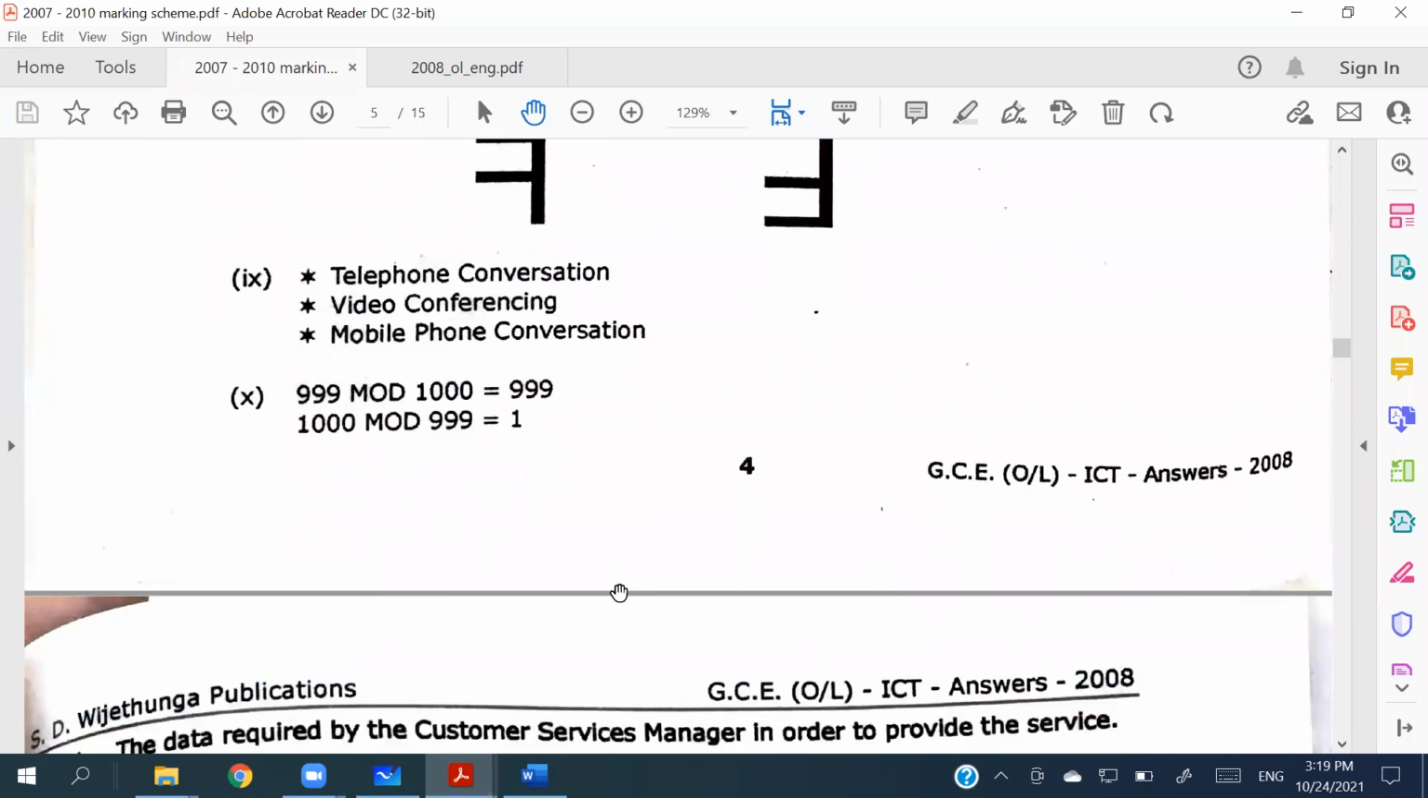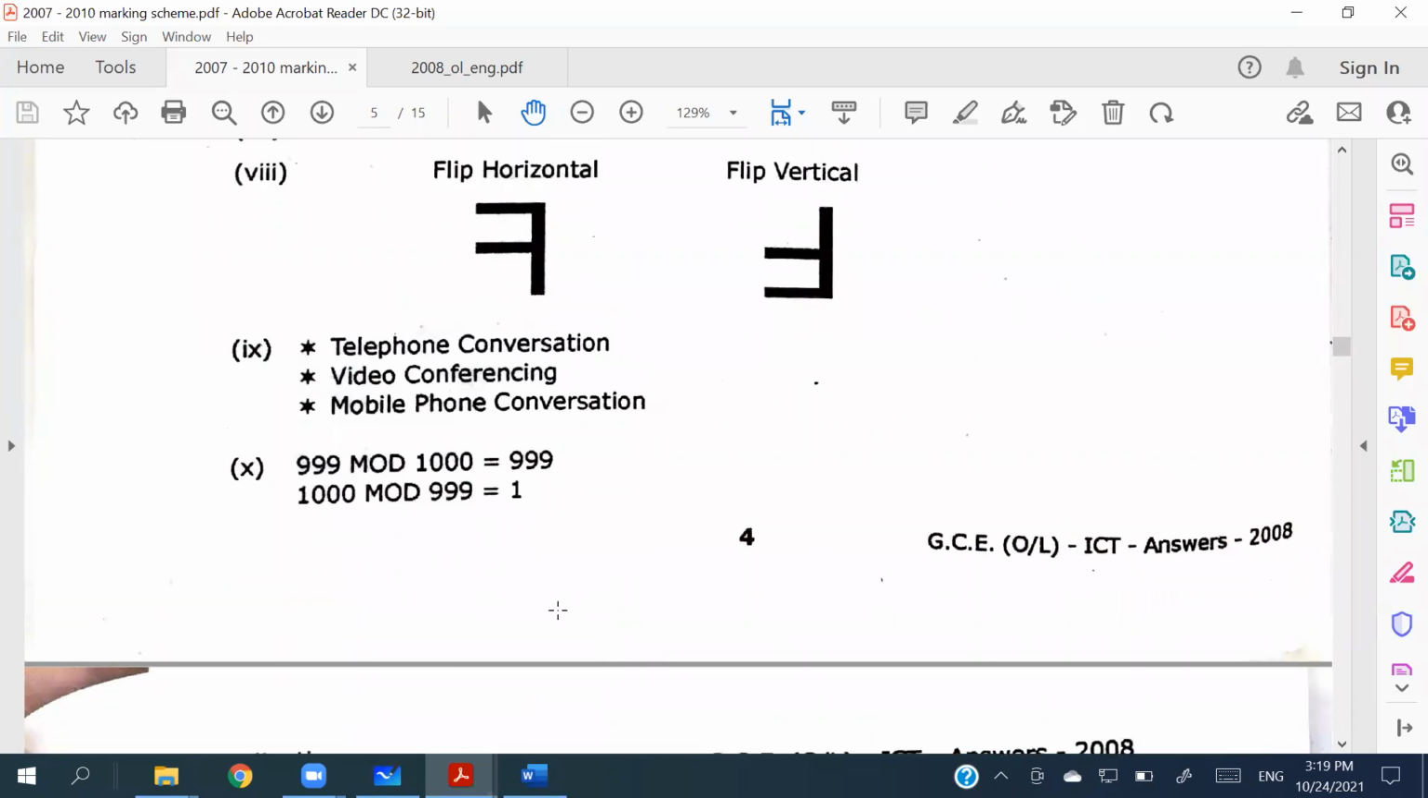So each and every part is going to give you 2 marks. Just see how many out of 20 you got.